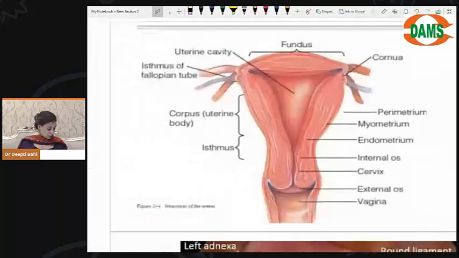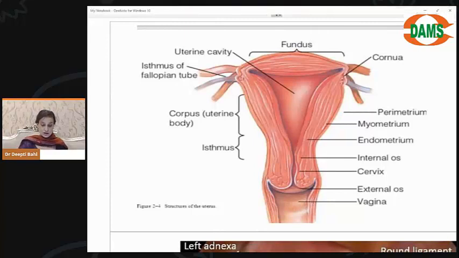Okay, so we are now going to see what a normal uterus looks like. This is once everything has happened, there is fusion, there is cavity formation, right? And as a result of which, this is what the normal uterus is going to look like. So we're going to look at the parts of the uterus.